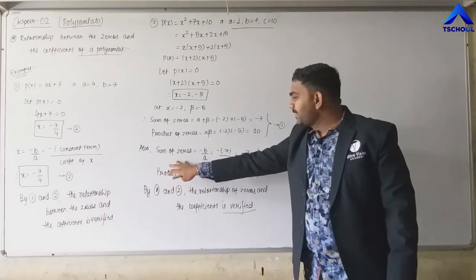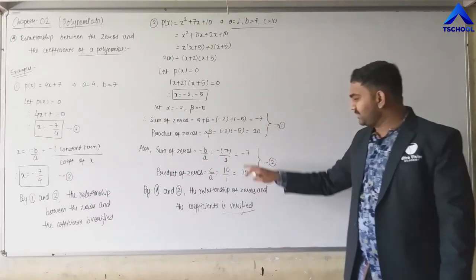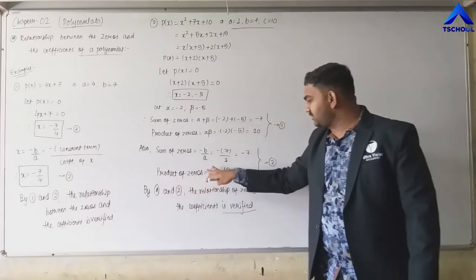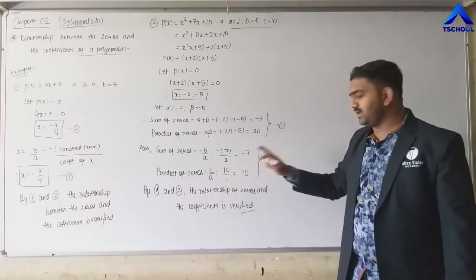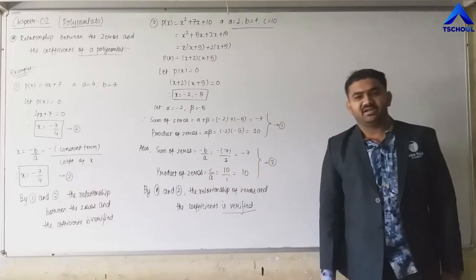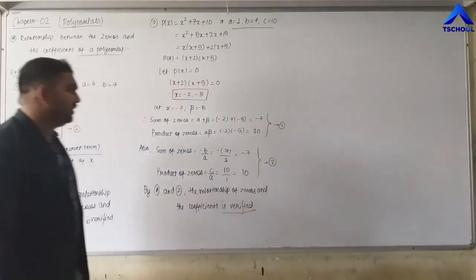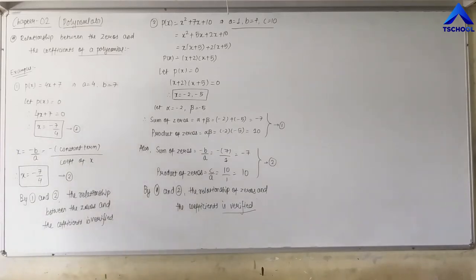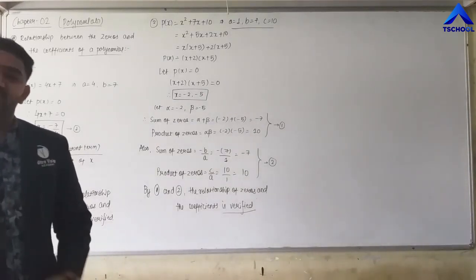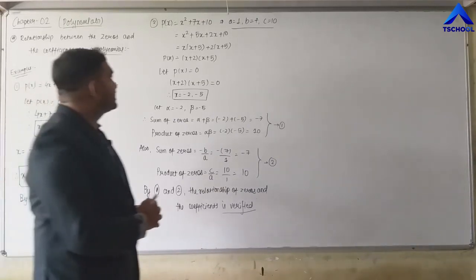So we can get the sum of the zeros, that is minus b by a, that is minus of 7 upon 1, that is minus 7. And the product of zeros is c by a equals 10 by 1 equals 10. So by 1 and by 2 we can see that the relationship between the coefficients and the zeros of a polynomial is verified. So I think it must be clear to you now how to solve a sum if it is asked for the relationship between the coefficients and the zeros to be verified. Right, let us take one more example of this.